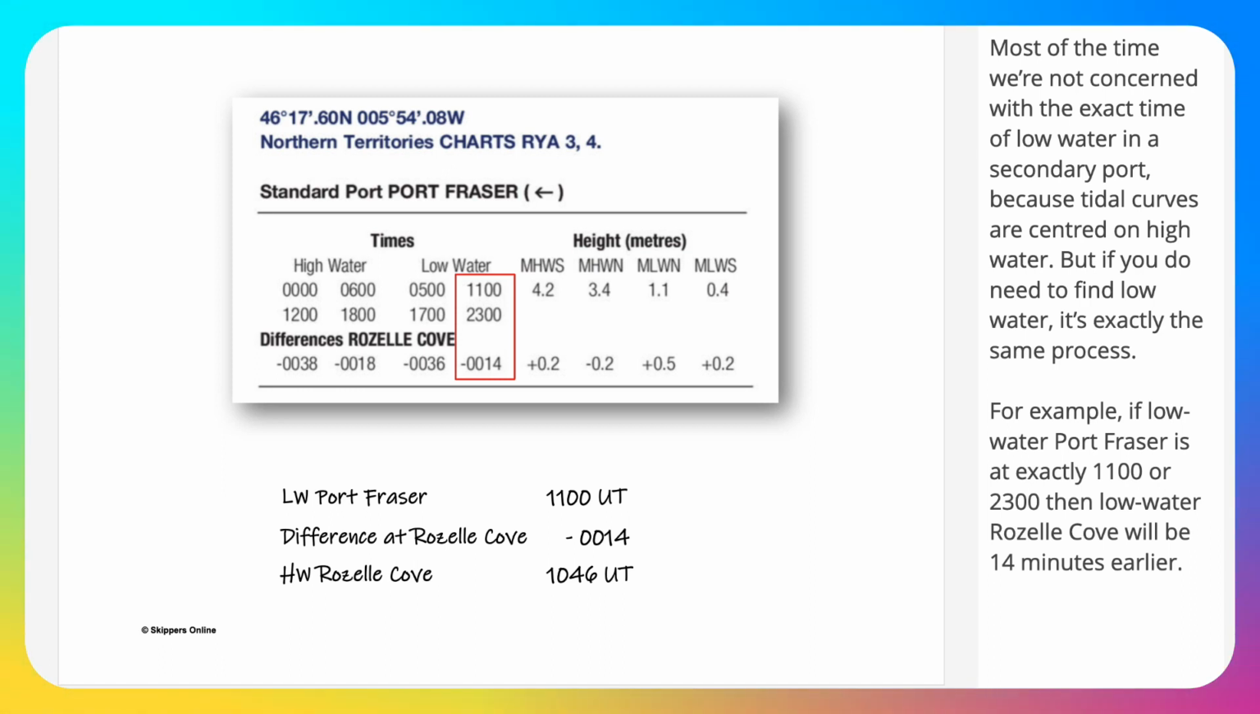Most of the time, we're not concerned with the exact time of low water in a secondary port, because tidal curves are centered on high water. But if you do need to find low water, it's exactly the same process. For example, if low water Port Fraser is at exactly 1100 or 2300, then low water Rozelle Cove will be 14 minutes earlier.